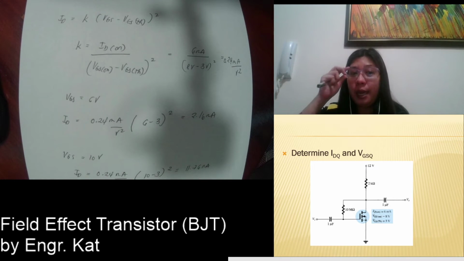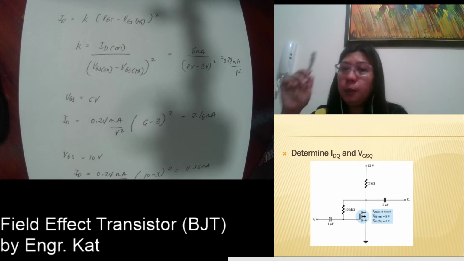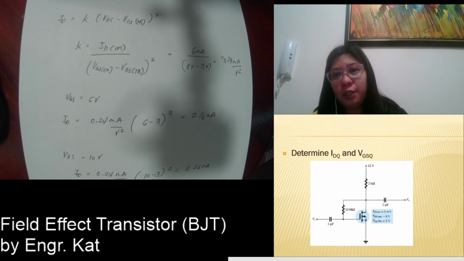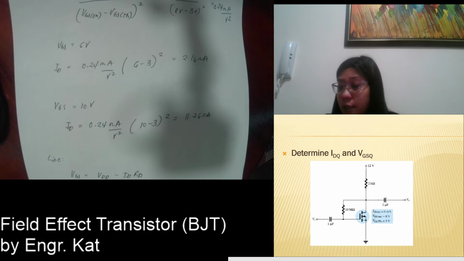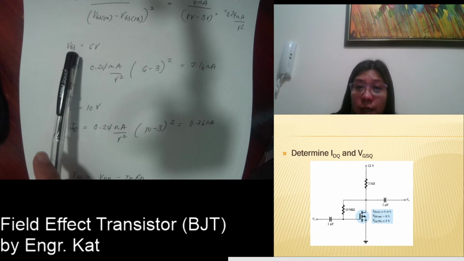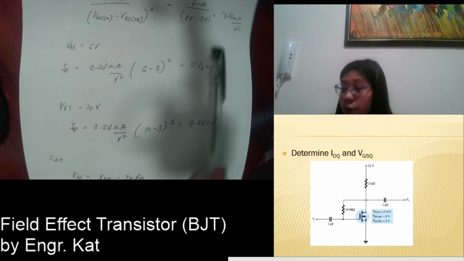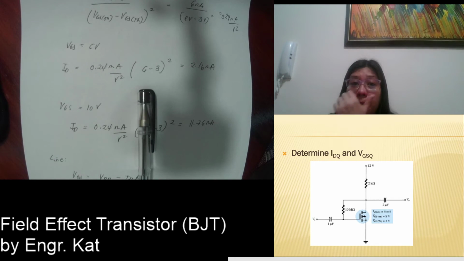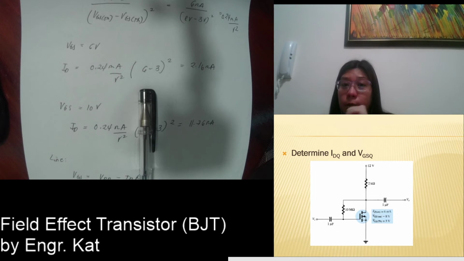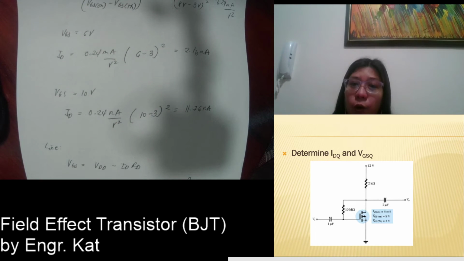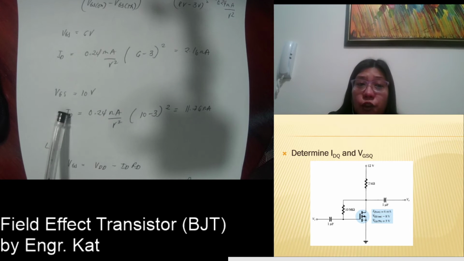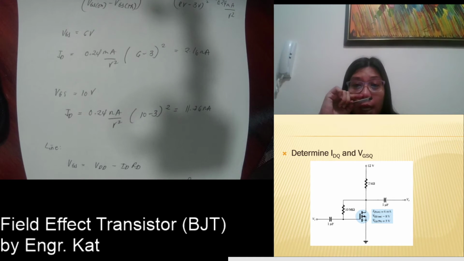Okay, so the first point is 0. The second point is your ID on and VGS on. Then we can supply other points. What if your VGS is equal to 6? We can use the value of your K multiplied by 6 minus 3, squared. That will give you a current equivalent to 2.16 milliamperes. If you need one more point, VGS equal to 10 will give you an ID equivalent to 11.76. So you have 4 points already, and then you can plot the transfer curve.